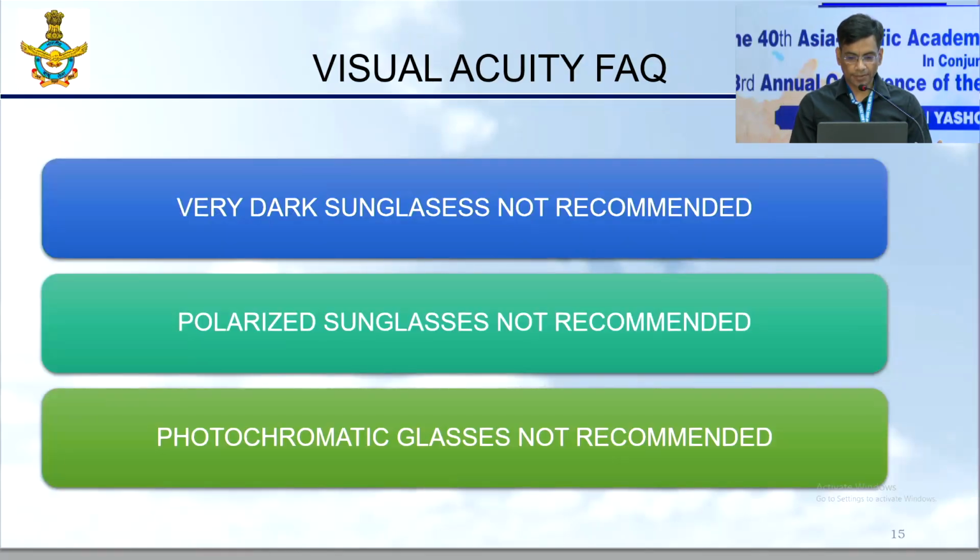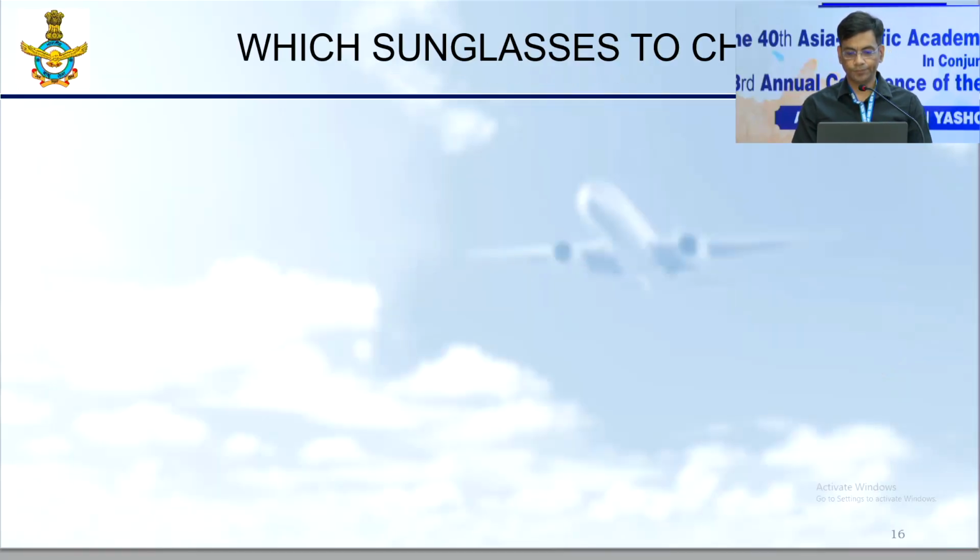Very dark sunglasses are also not recommended, as they hamper instrument visualization. Polarized sunglasses are also not recommended. That's a very important question: can we use polarized glasses? That is not recommended because it alters the color of the clouds and the glare from the cockpit instruments. And for photochromatic glasses, as we know, there is a lot of delay in coming back to normal. That is also not accepted.